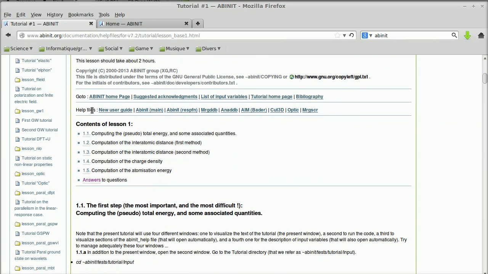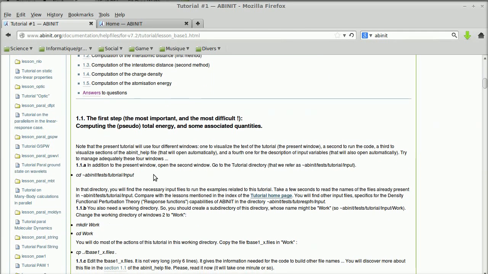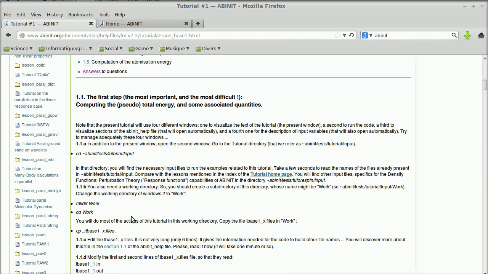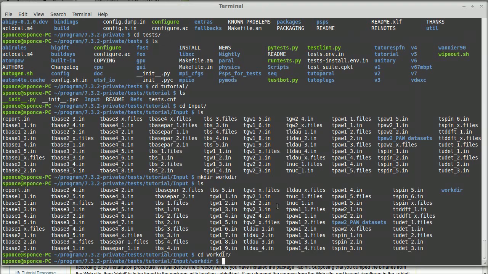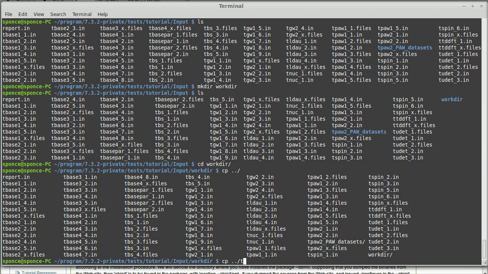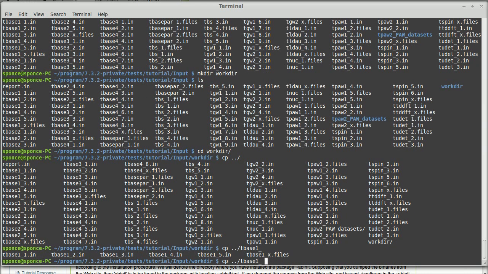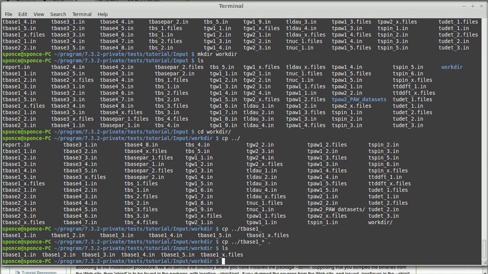That's what they advise you to do in the tutorial: to go into this input directory, create the working directory, and then copy all the files above. So I will do that. I will copy the tbase.1 and all the tbase files, so that we have all the required files for the first tutorial. So I have them all here. And then we're going to look at the first input file, this tbase1.in.